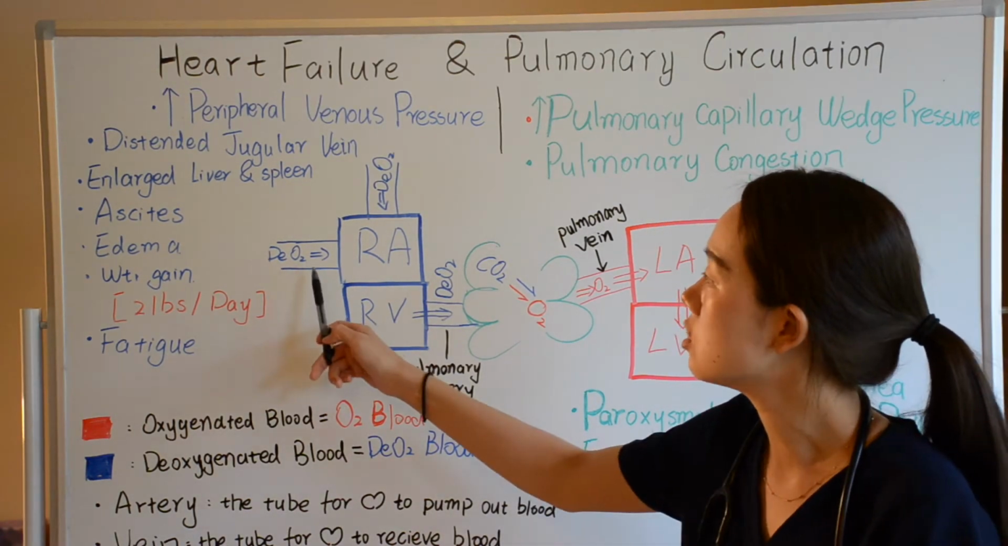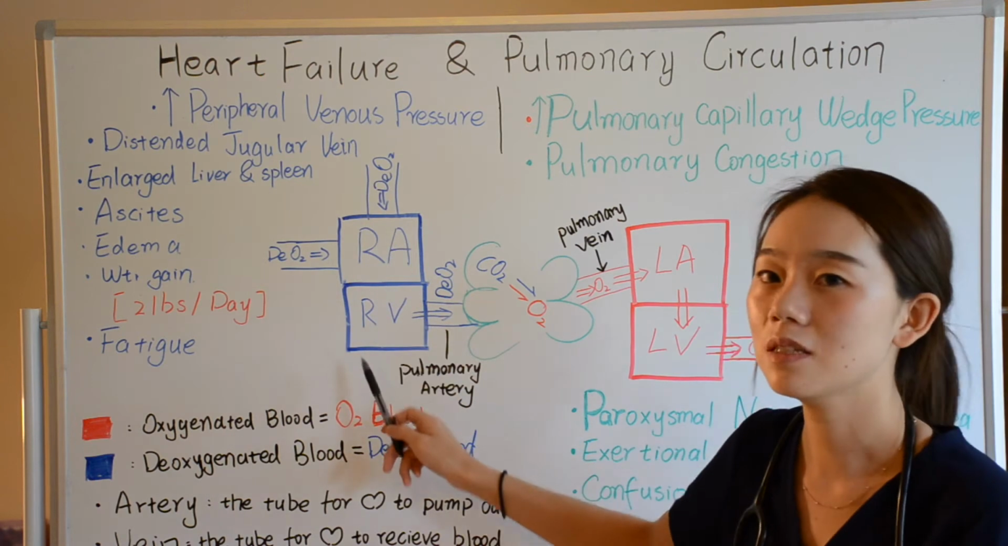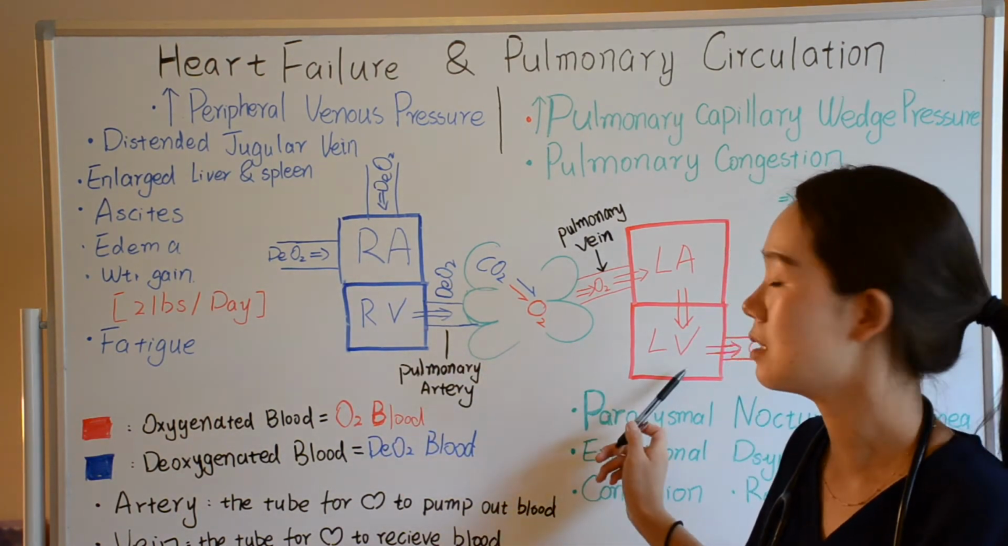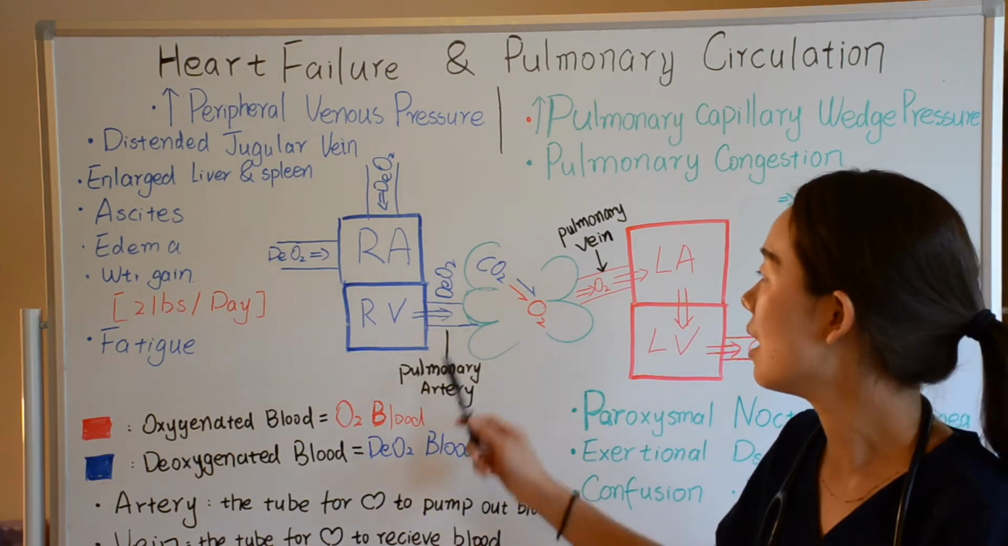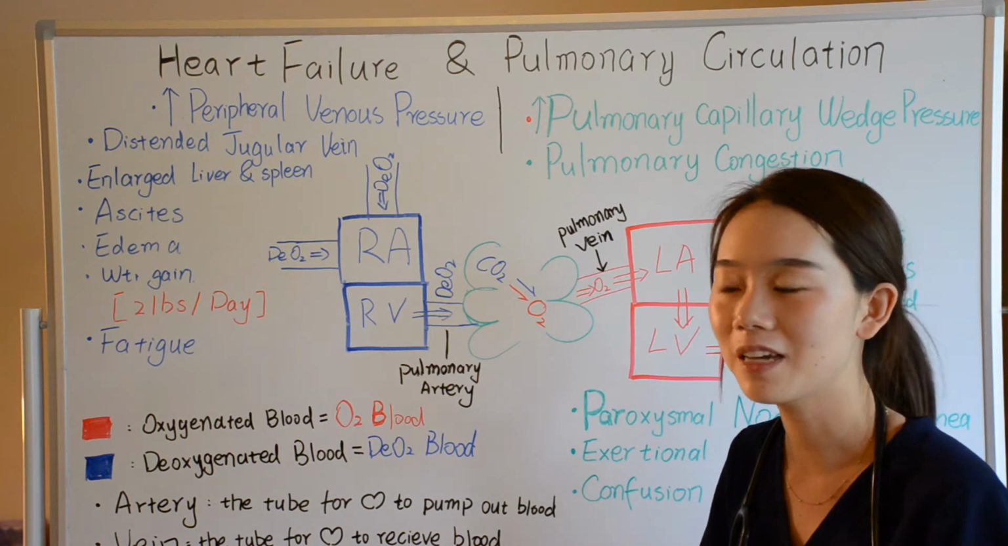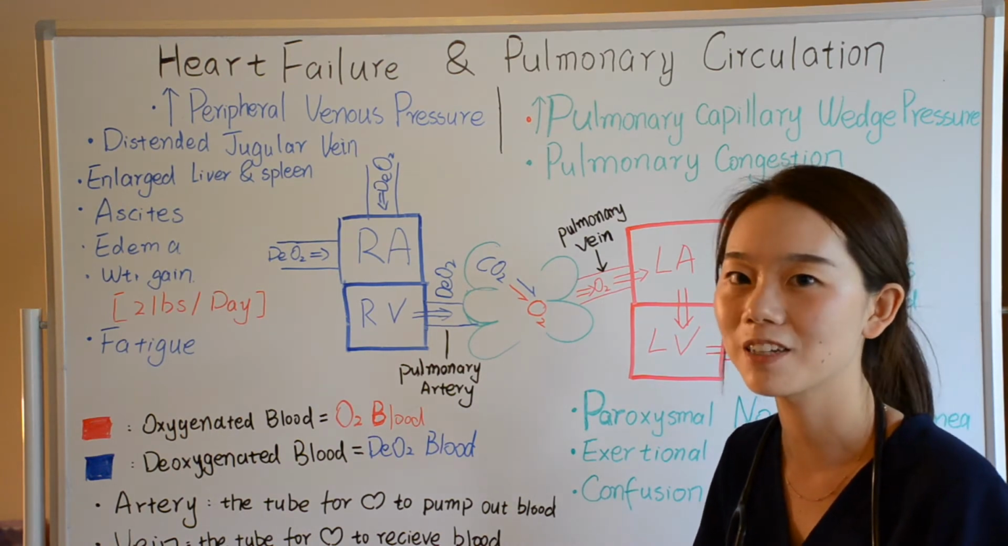So the deoxygenated blood, oh, by the way, this is my right heart, and this is my lung, and this is my left heart. The reason I put the heart and lung like this is because I'm not good at drawing. I'm not going to pretend I'm an artist.